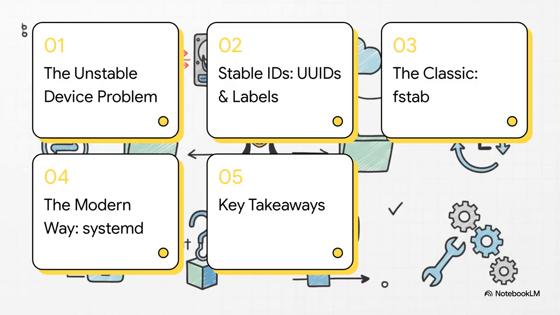All right, here's the game plan. First, we'll talk about a super common problem that can easily take a server offline. Then we'll get into the solution that guarantees stability, UUIDs and labels. After that, we'll look at the classic way to automate mounts using fstab, and then compare that to the modern, more powerful approach with systemd. And of course, we'll wrap it all up with some key best practices you can start using right away.